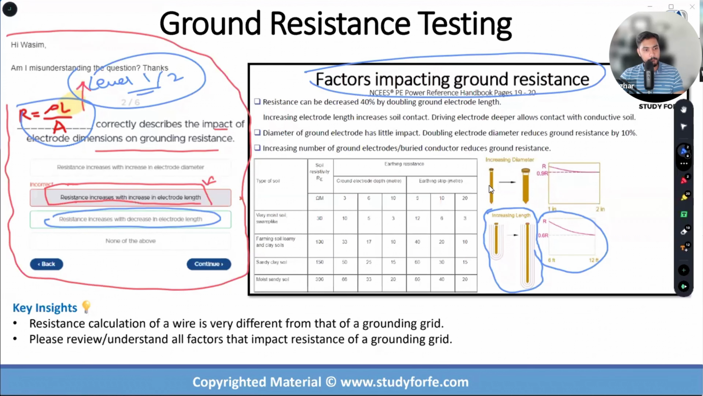Anyone? By increasing the length of the electrode, exactly, you're making more contact with the soil, right? With the ground. And that gives you more ability to actually, if there's a fault current, the fault current can then be dissipated. Okay, that's the reason. And the other reason is, typically, the deeper you dig in the ground, what happens?